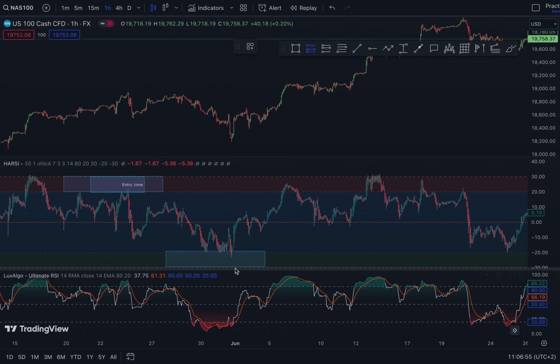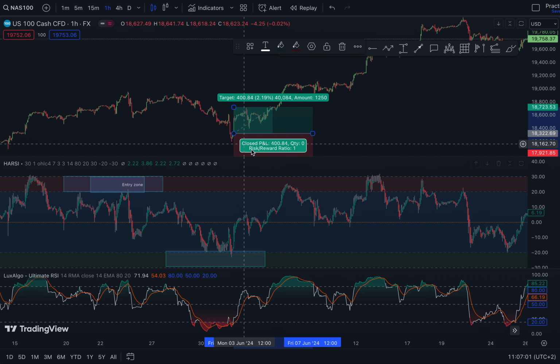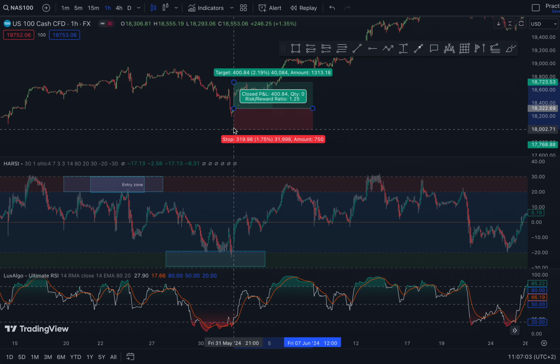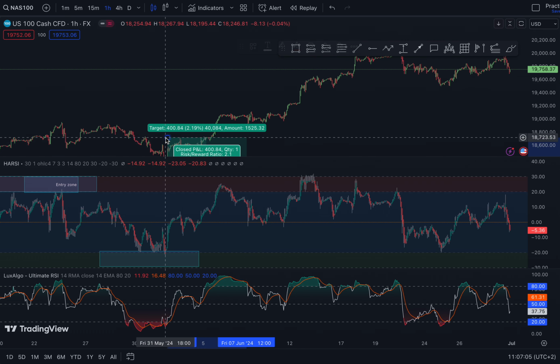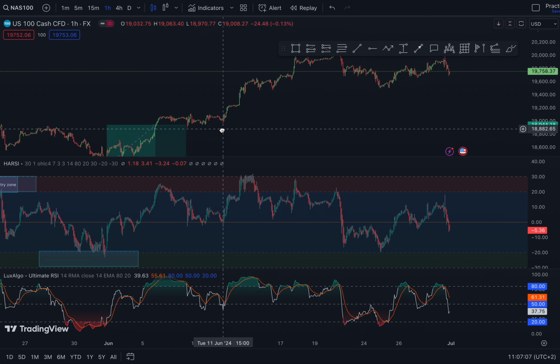All right, so you can see right here it is oversold, and here it is oversold as well. So therefore that's a good sign to look for a buy. Let's look for more examples.